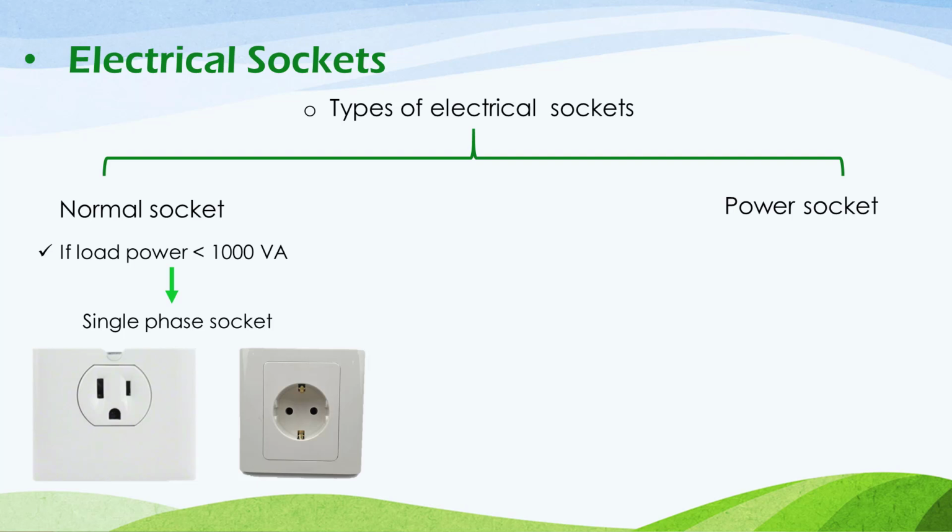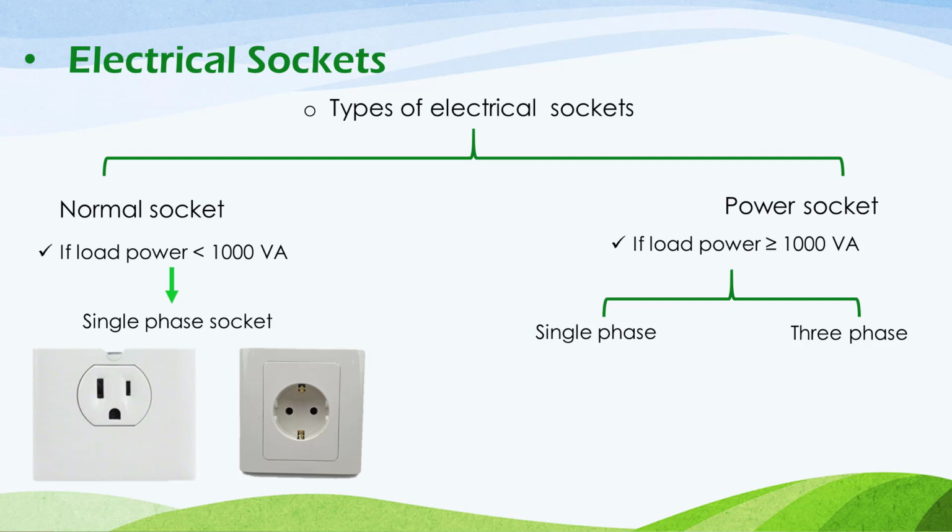Now for the power circuit, it's used if the power of the device which will be connected is larger than 1000 volt ampere. So in case of a larger load, we need a circuit which can withstand the larger power and the larger current ranges. Hence, we use the power circuit in that case. And this power circuit can be a single phase circuit or a three-phase circuit, unlike the normal circuit, which is only a single phase circuit.